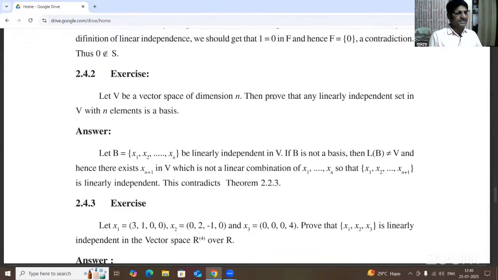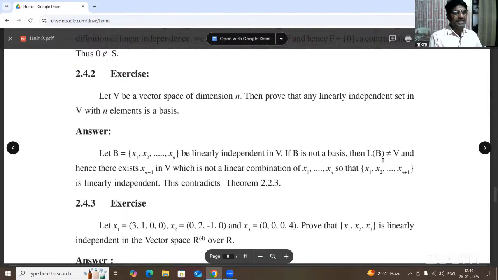Now, this is the simple 2.4.2. That is a simple concept. The dimension of a vector space is denoted by dim V. Let V be a vector space of dimension n, that is, dim V equals n. It consists of n elements given in the set. When that set is not a basis set, then the linear span does not form the vector space, so L of B is not equal to V.